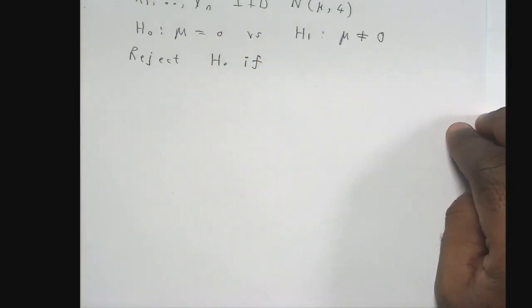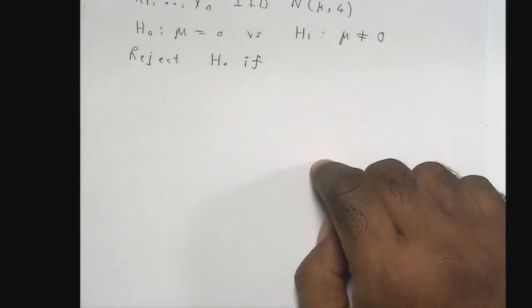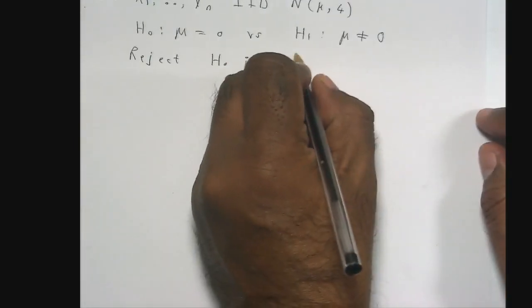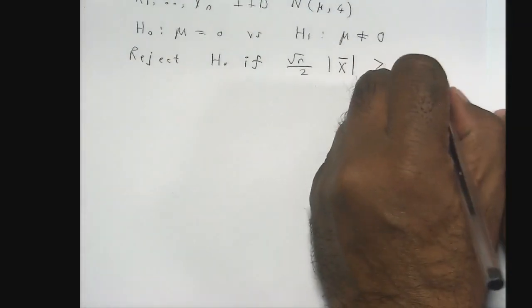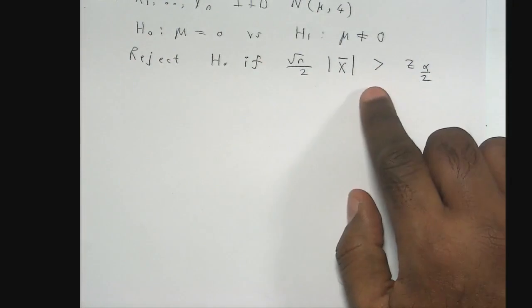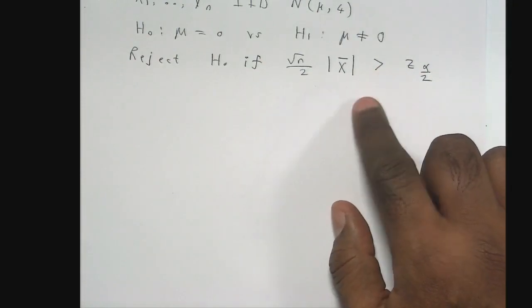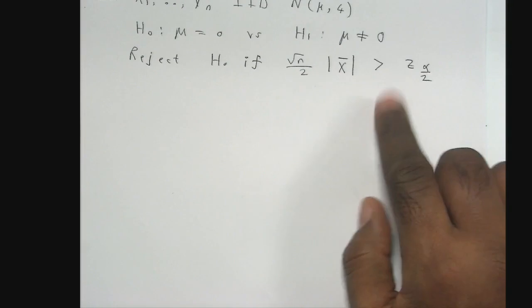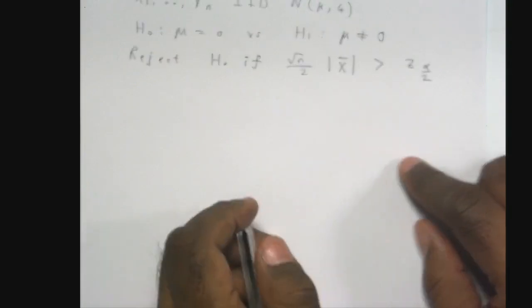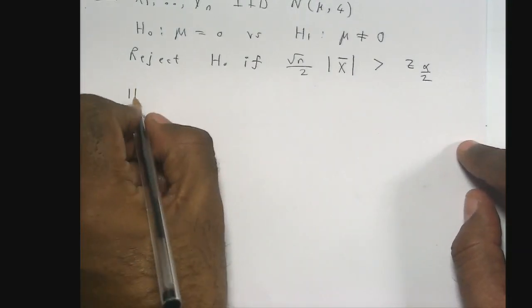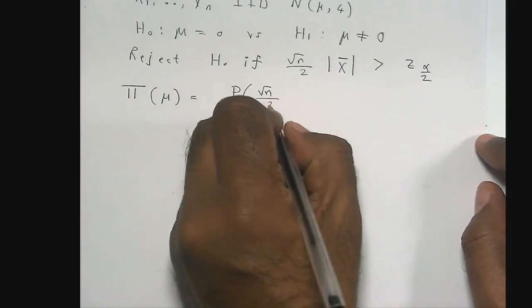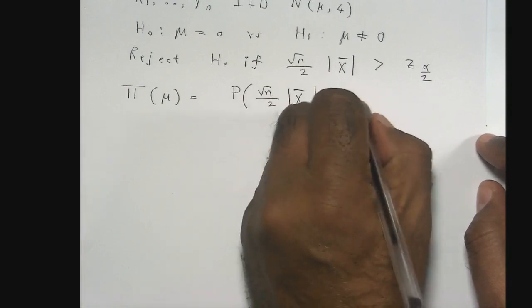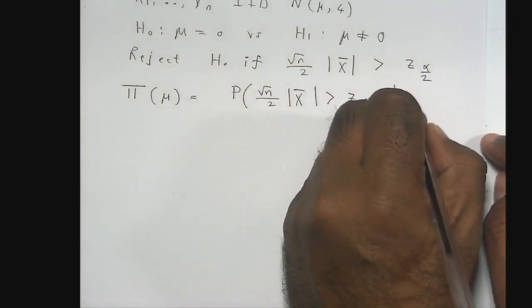Guys, could you listen please? In this case, what's the rejection rule? For testing this versus this, the rejection rule will be root n by 2 times the modulus of x bar greater than z alpha by 2. Do you see this from the lecture notes? Can you see where this comes from? Now the question is to find the power function at mu. This is the probability of rejecting given the value for mu.